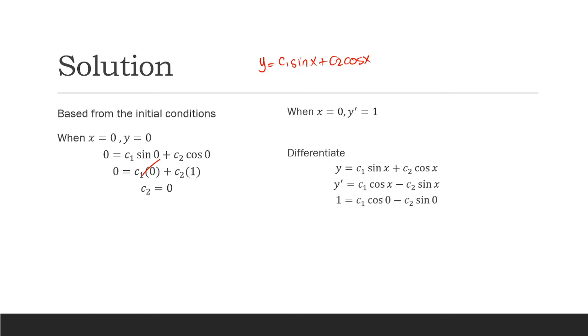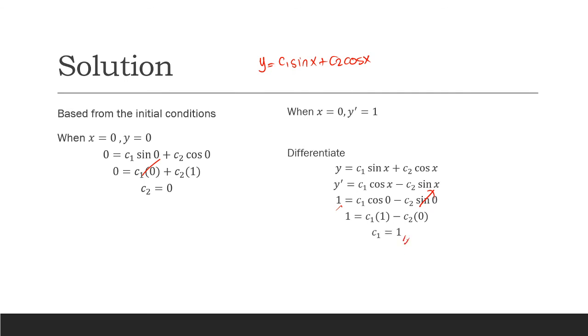We'll have y prime is equal to c sub 1 cosine x minus c sub 2 sin x. Substitute the initial conditions. Y prime is equal to 1. Ito siya. C sub 1 cosine 0 minus c sub 2 sin 0. C sub 2 sin 0 pala is equal to 0, so wala na yan. So, cosine 0 is equal to 1. So, therefore, ang C1 natin is equal to 1.